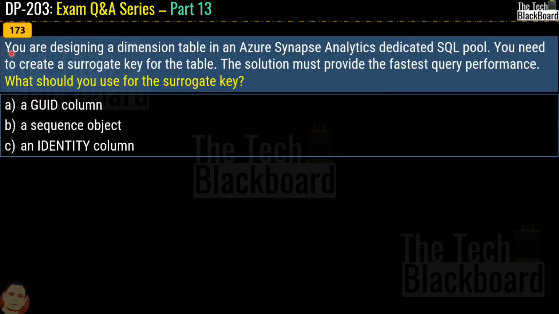Now let's move on to question number 173. The question says that you are designing a dimension table in an Azure Synapse Analytics dedicated SQL pool. You need to create a surrogate key for the table. The solution must provide the fastest query performance. What should you use for the surrogate key? Your options are a GUID table, which is globally unique, or should you use a sequence object or an identity column? The correct answer for this question is option C, an identity column.